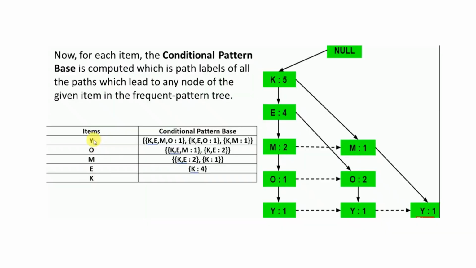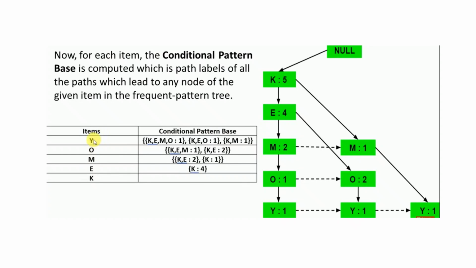Next, we need to find a conditional pattern base. After finding the ordered item set, we have to find the conditional pattern base. In order to find it, we have to make one tree structure, and from the tree only we can get this conditional pattern base. So we already have the pattern K, E, M, O, Y. We arrange this now in ascending order because K is 5, E is 4, and so on. So now we have to order the items in ascending order: Y, O, M, E, K.